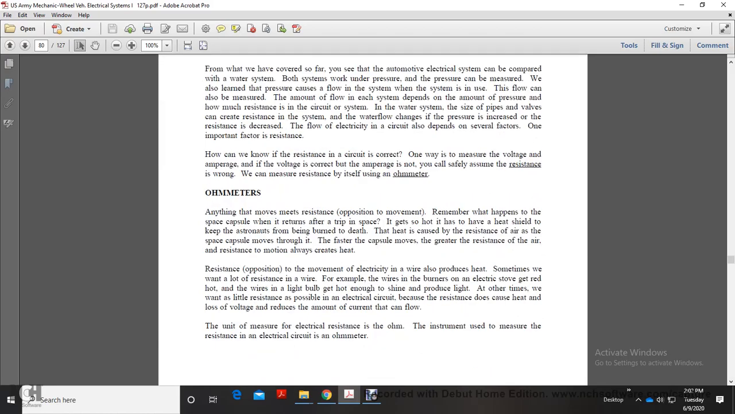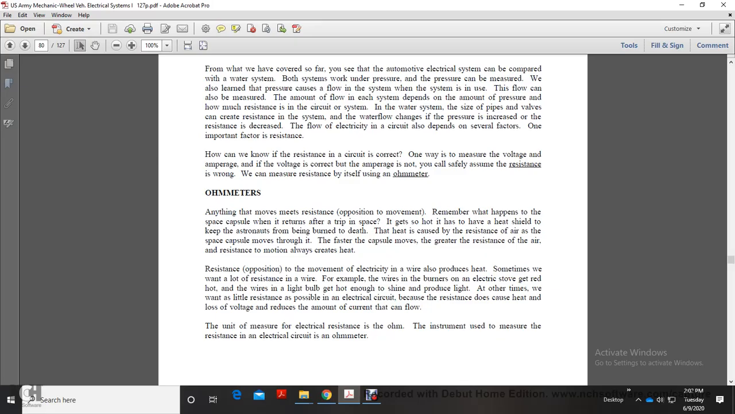How can we know the resistance of the current in a circuit? One way is to measure the voltage and use the ammeter. If the voltage is correct and the amperage is not, you can safely assume that the resistance is wrong. You may measure the resistance if the measuring tool is used. We can measure resistance by itself using an ohmmeter.